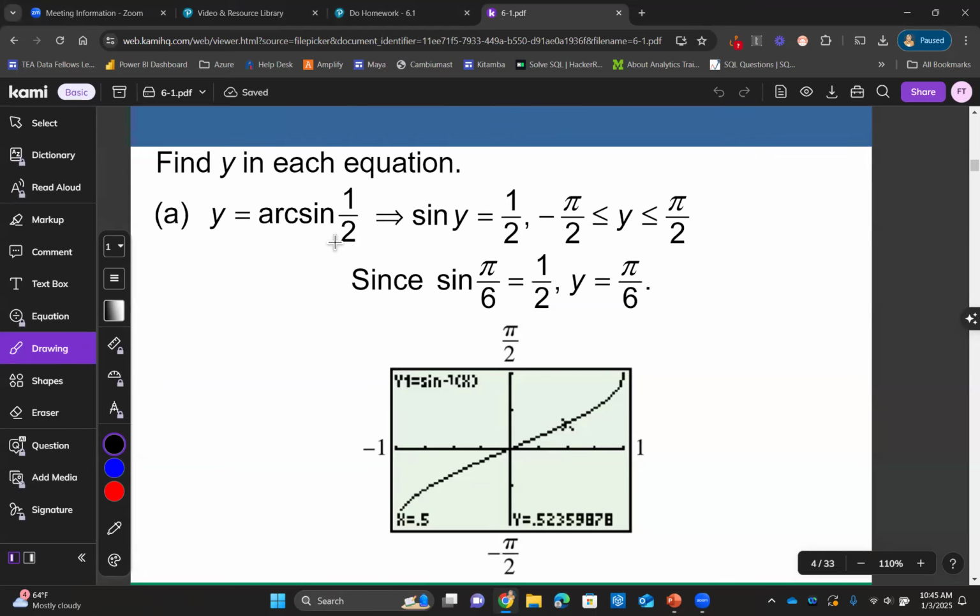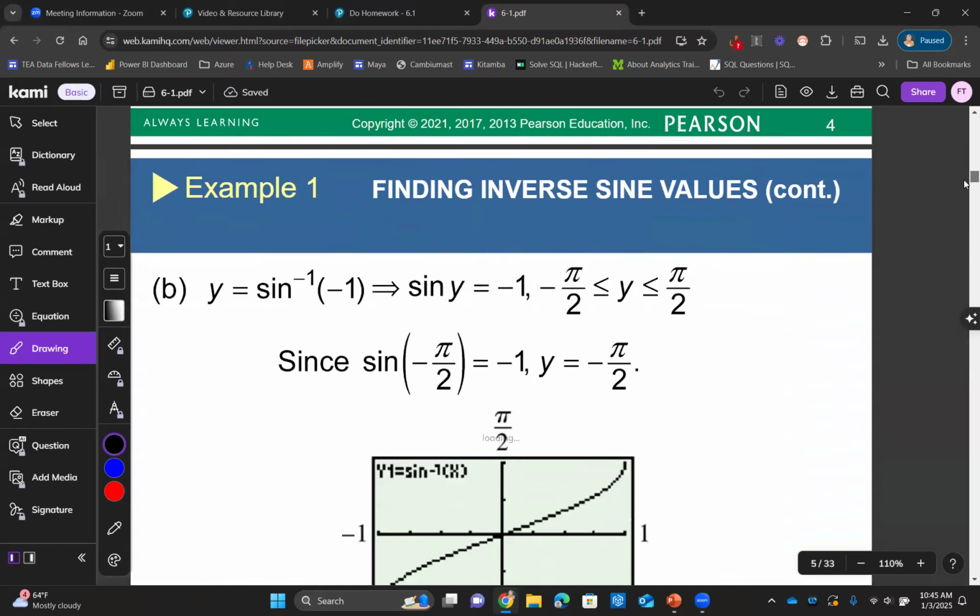So this equation can be rewritten as: if arcsine of 1/2 is y, that means sine of y is 1/2, and y can only take values between negative pi over 2 and positive pi over 2 because this is the definition of the arcsine function. Because of the unit circle knowledge, sine of pi over 6 is equal to 1/2, and this is the only angle in this interval whose sine value is equal to 1/2. And this is how we're going to solve these questions.